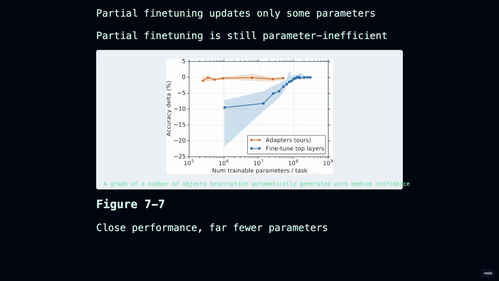Parameter-efficient fine-tuning asks a very specific question. Can we get near full fine-tuning performance while training far fewer parameters? In practice, that usually means using several orders of magnitude fewer trainable weights.